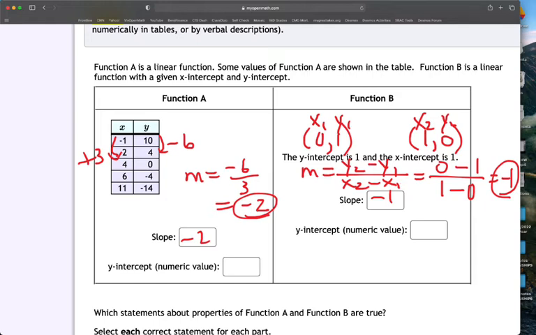Okay, now, as far as the y-intercept goes, I'm going to take the easy one. Clearly, the y-intercept in the second piece of information, or function B, it's already right there for us. So that would be positive 1. As far as the table goes, the first place we should look is within the table. But I don't see a 0 comma something in our table. So we're going to have to do what I call filling in values or working backwards.